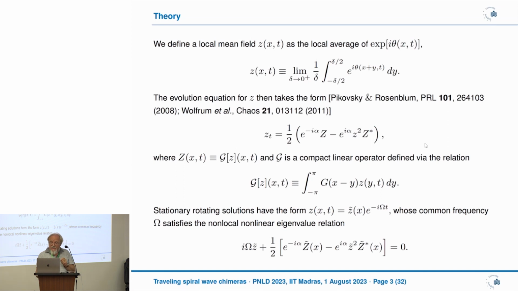And these types of equations have particular types of solutions that oscillate in synchrony like this with a global frequency capital omega. And if you want to study states of that type, you can substitute this ansatz into this equation, and you get a nonlinear, non-local equation of this form. And this is a nonlinear eigenvalue problem for this global frequency capital omega. And notice that it depends on that phase lag parameter alpha that I introduced on the previous slide.